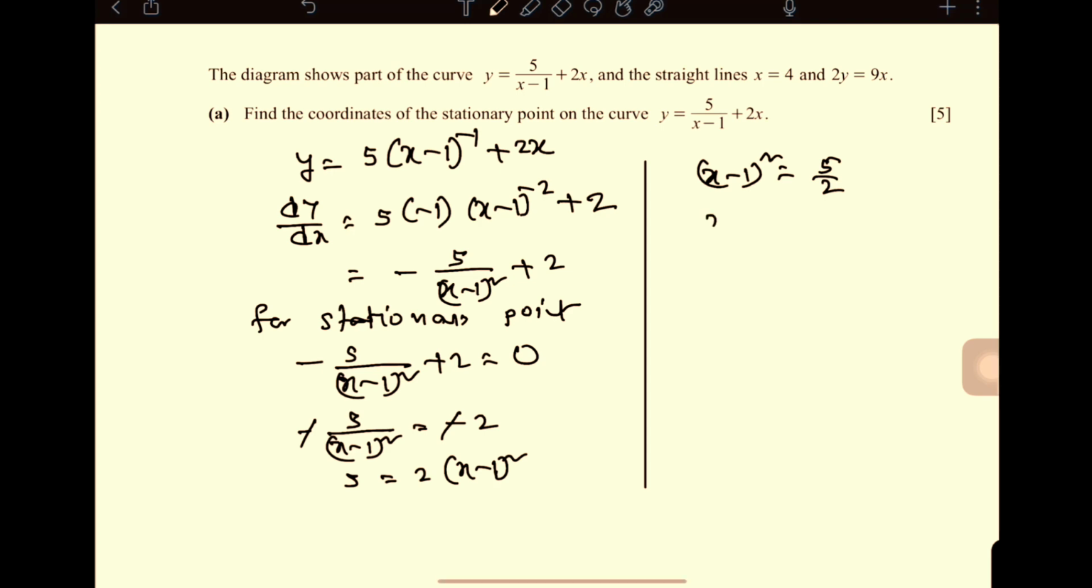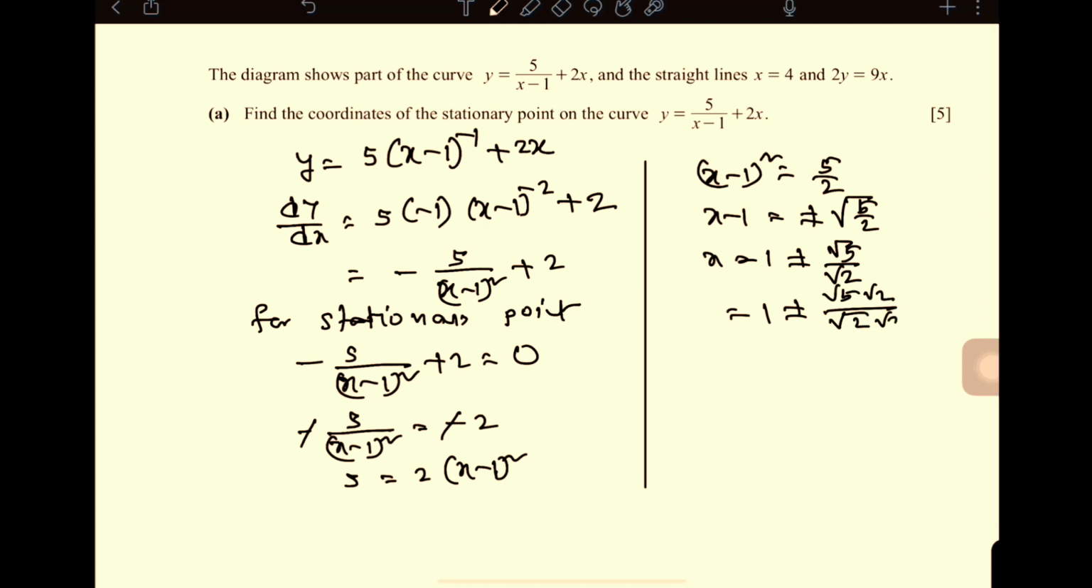That means we can write x minus 1 equals plus or minus root over 5 by 2. Now let us rationalize. Multiply numerator by root 2 and denominator also by root 2. So we can write 1 plus or minus root 10 by 2. So x can be 1 plus root 10 by 2 or x can be 1 minus root 10 by 2. But this is not acceptable since there is no negative part.